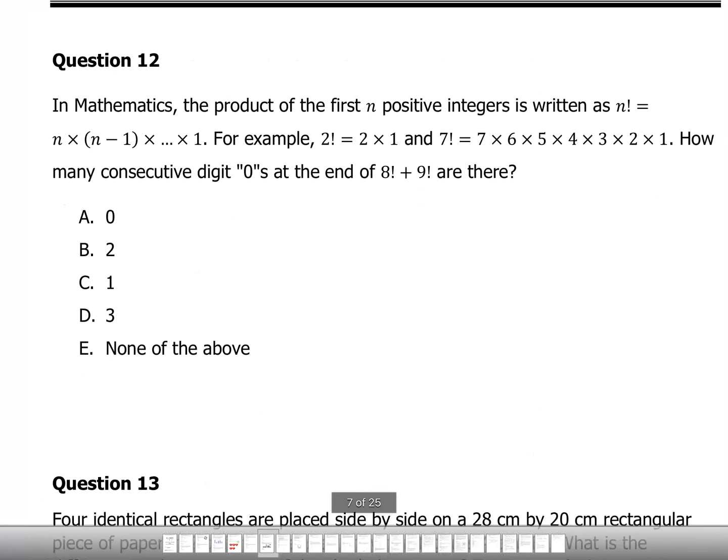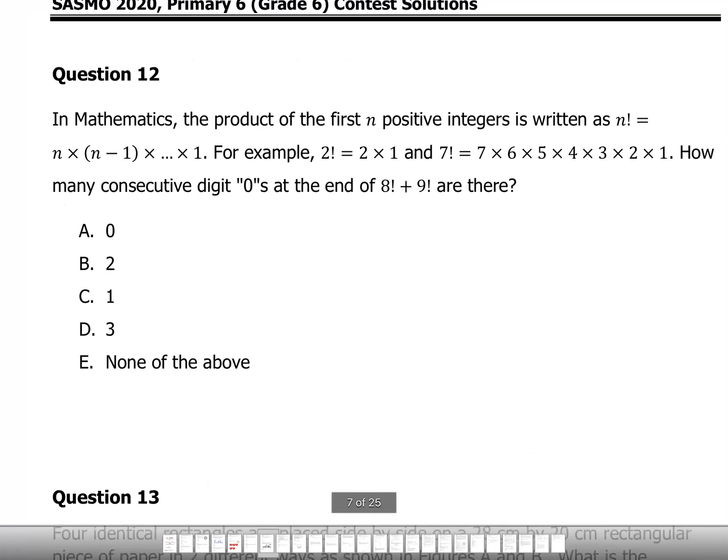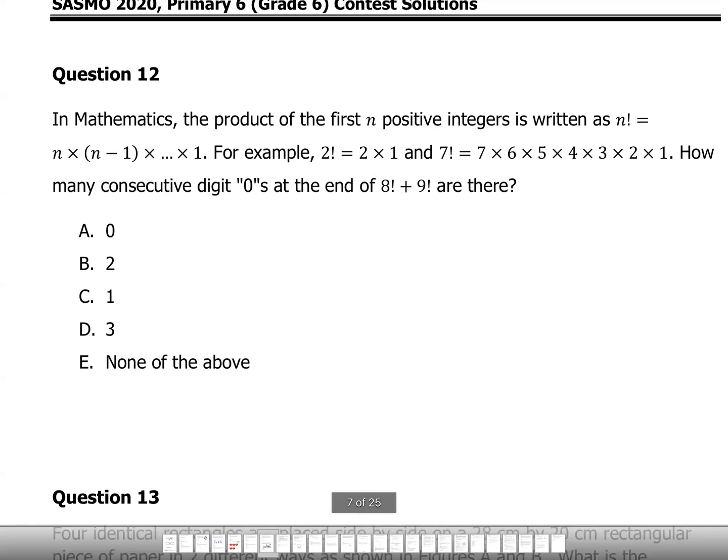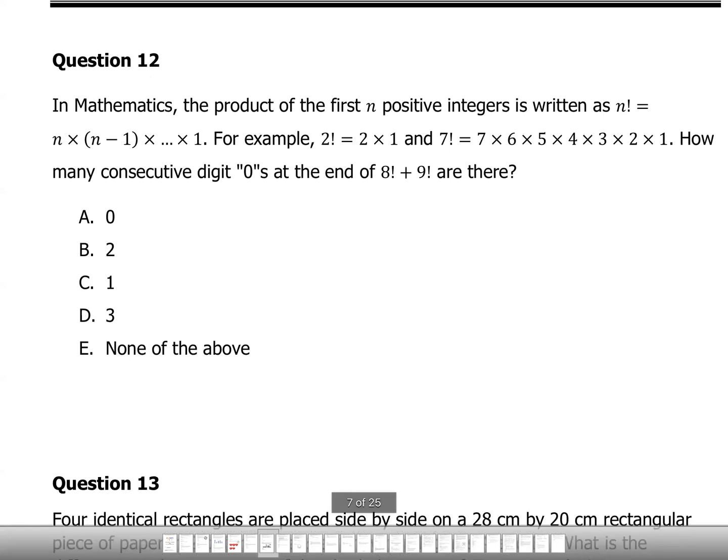So I'll give you guys the answer to this question. In mathematics, the product of the first n positive integers is written as n factorial, equal to n times n minus 1 times and so on until 1. For example, 2 factorial equals 2 times 1. 7 factorial is 7 times 6, 5, 4, 3, 2, 1. And how many consecutive digit 0s are at the end of 8 factorial plus 9 factorial?